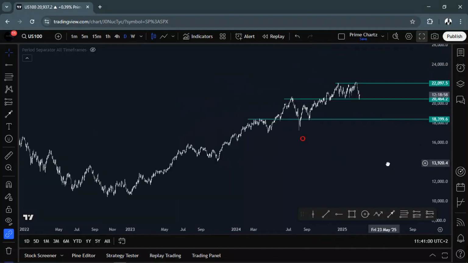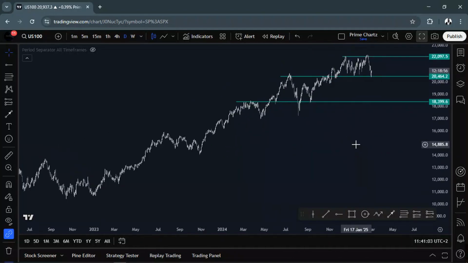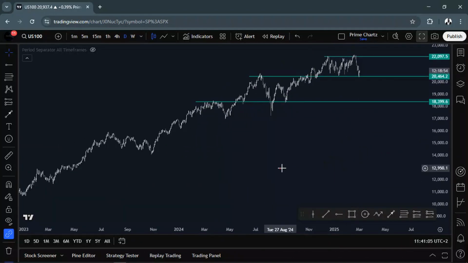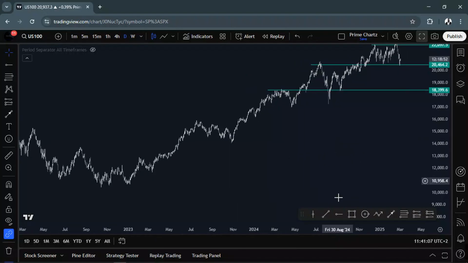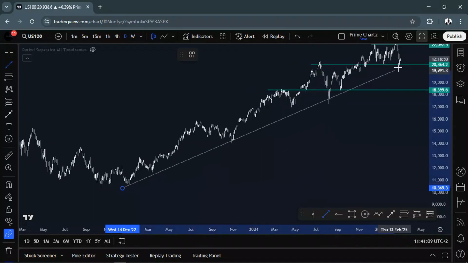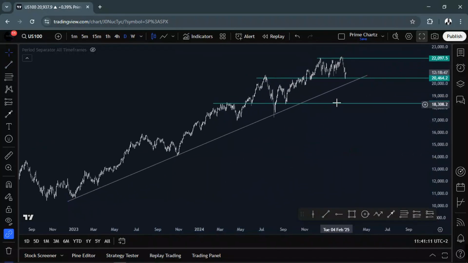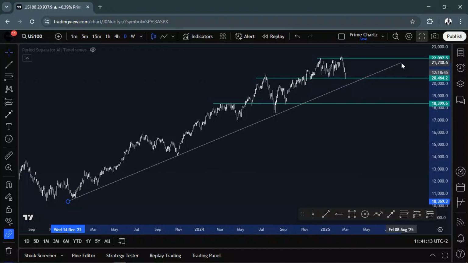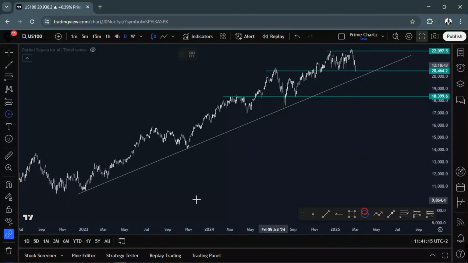Okay, so another thing that we can do is to draw a trend line, to have a trend line like this. We see first touch, here's a second touch, third touch. So possibly we are expecting another touch somewhere around here.